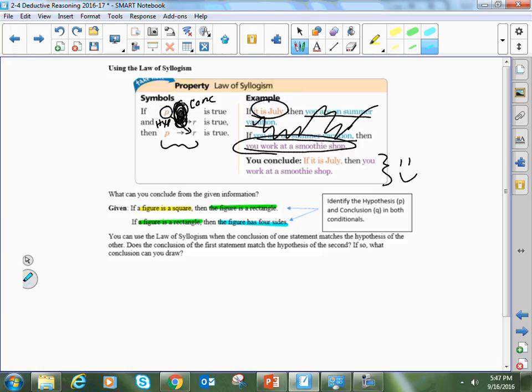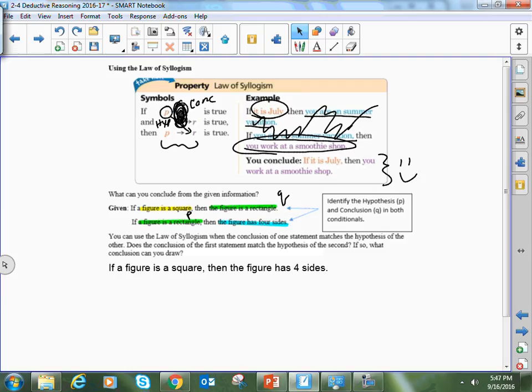Because the hypothesis here matches the conclusion here, essentially what happens is we cancel those out, and I take what's left over. I take the hypothesis of the first statement and the conclusion of the second statement, and then I draw a new conclusion, and I write it in an if-then form that says if a figure is a square, then the figure has four sides. So that's how the law of syllogism works.